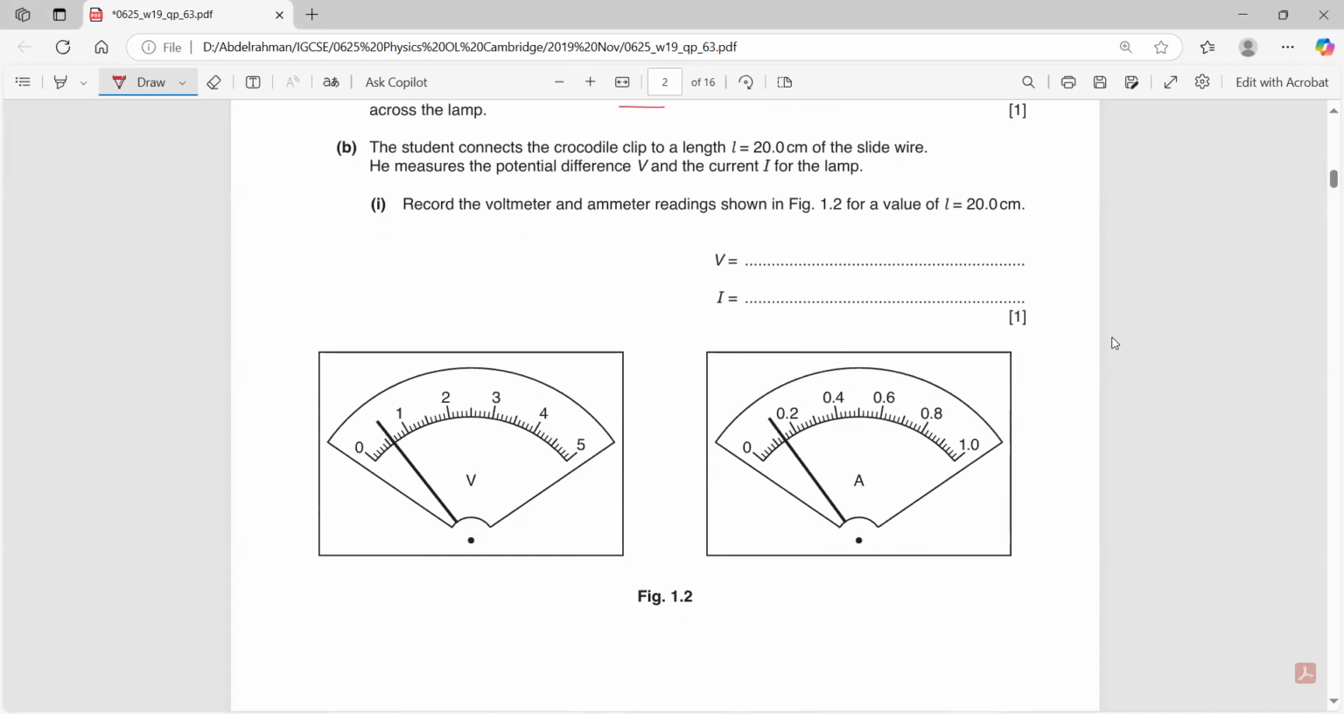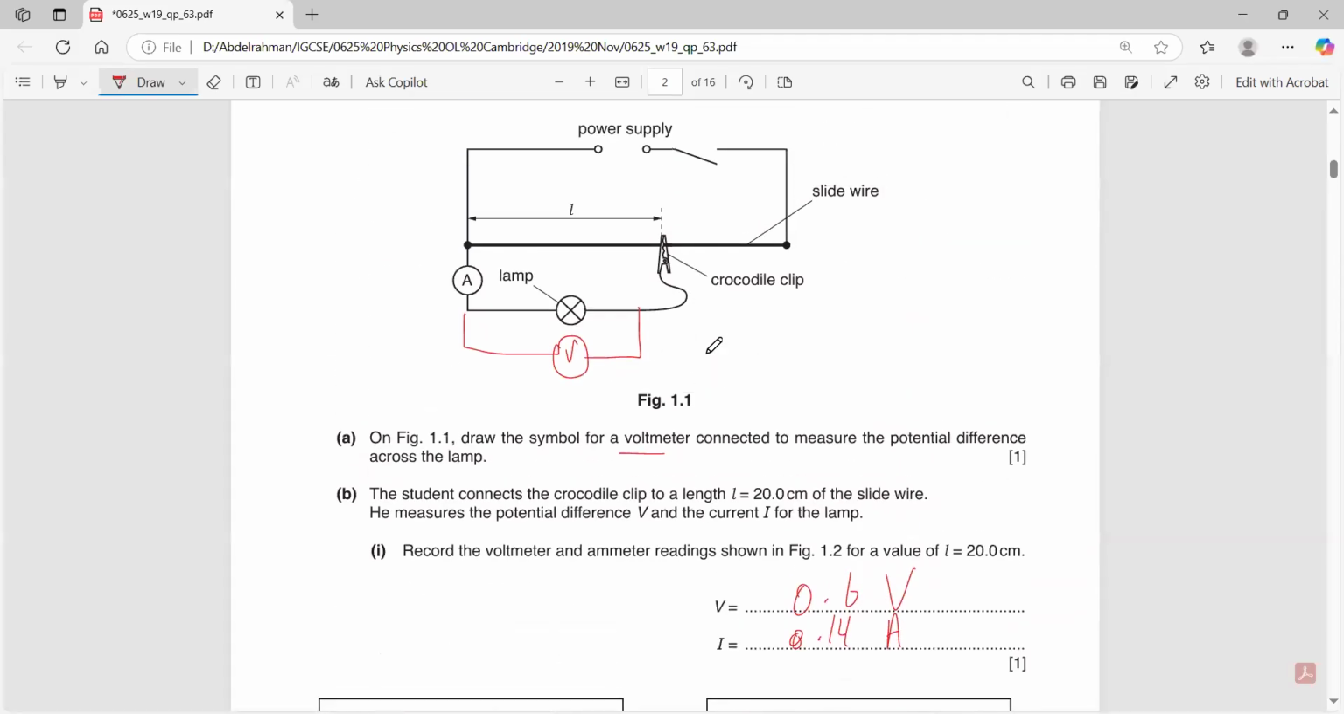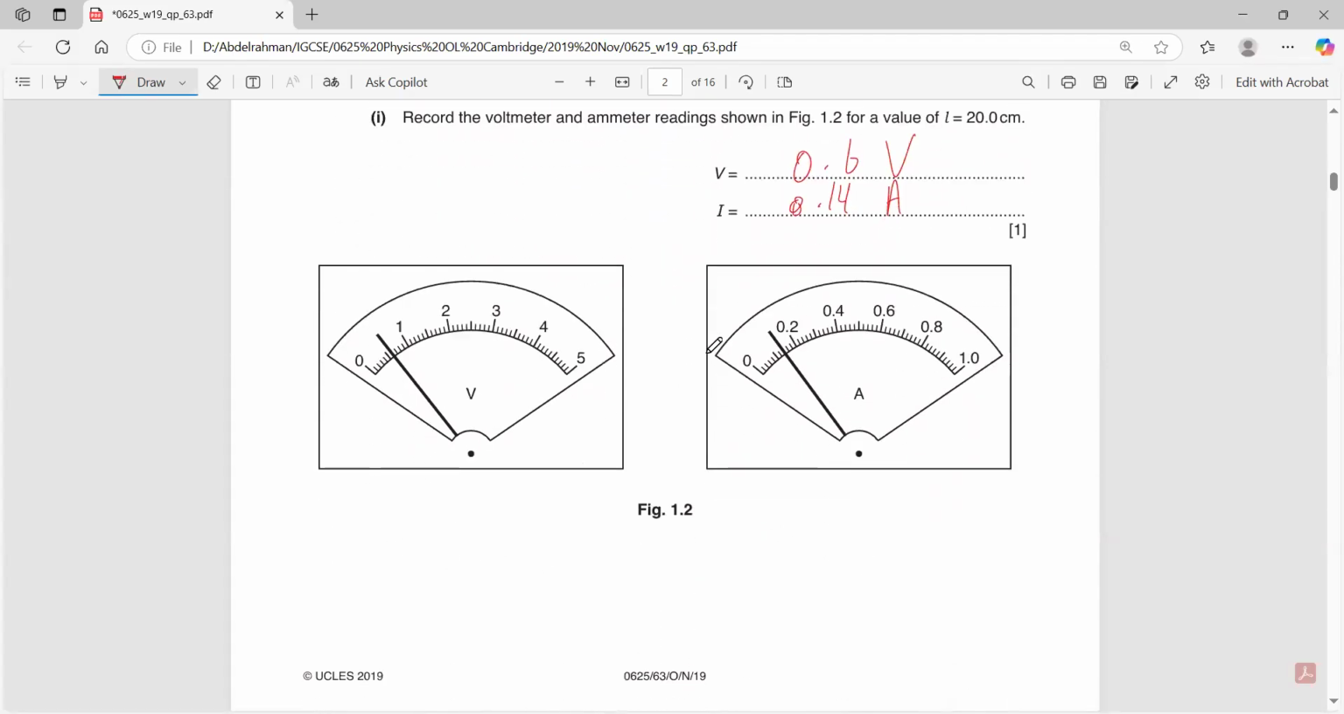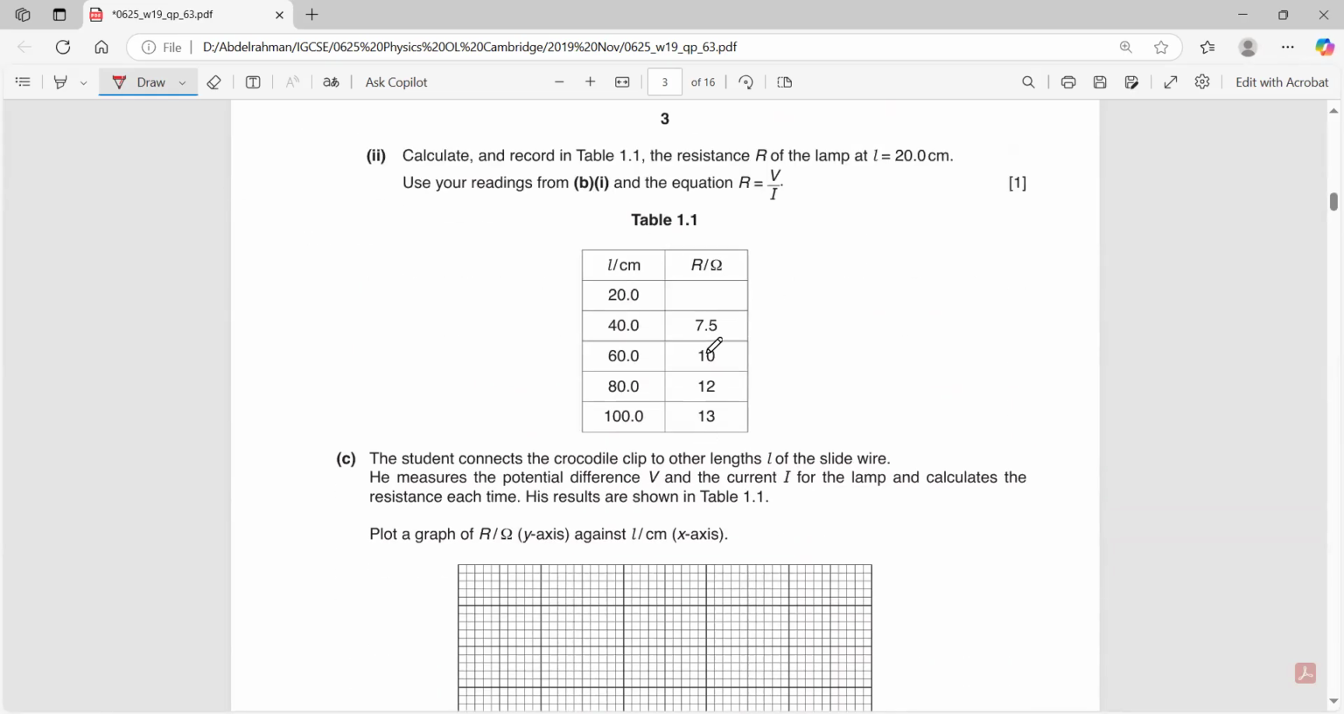The voltage V would be 0.6 volts, and I would be 0.14 amps. Okay, now the voltmeter, voltage, and the current.